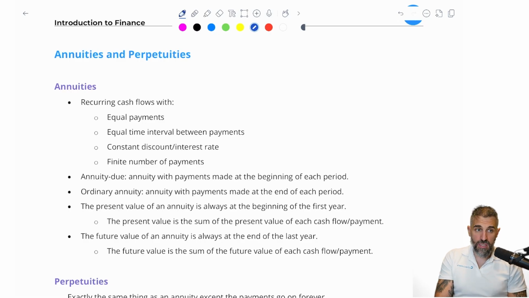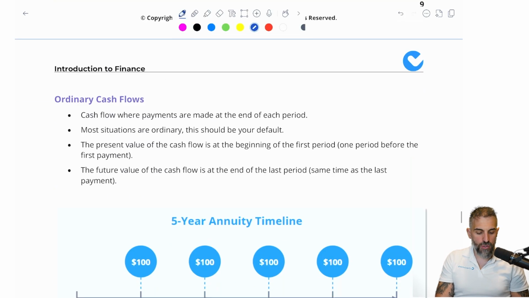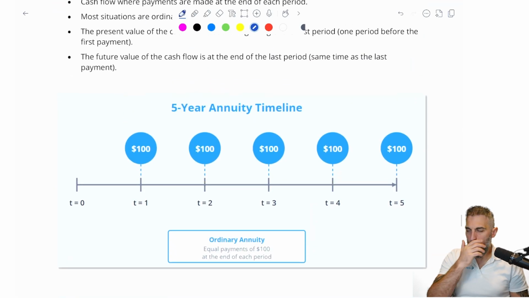A perpetuity is the exact same thing, except it doesn't have the last rule. A perpetuity is an annuity that goes on forever. So imagine having $100 per year forever.